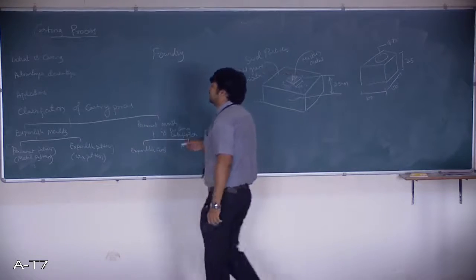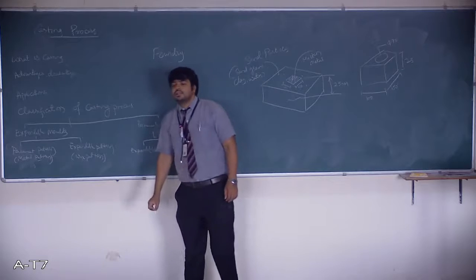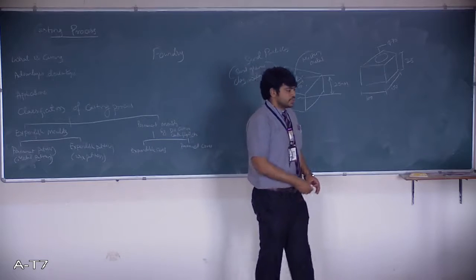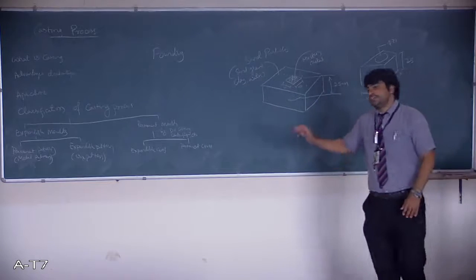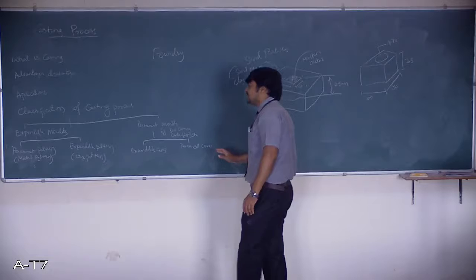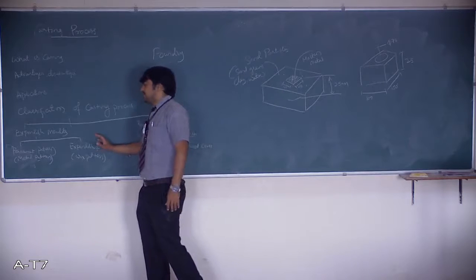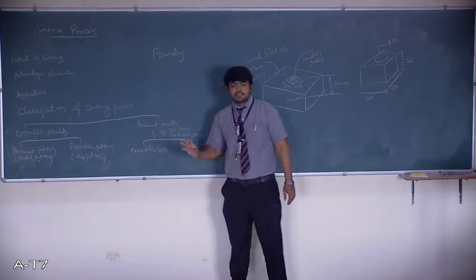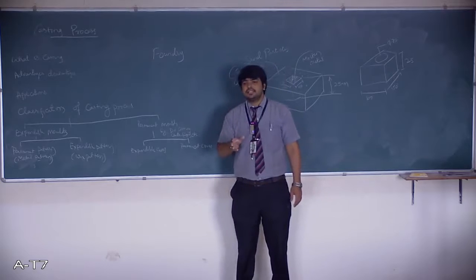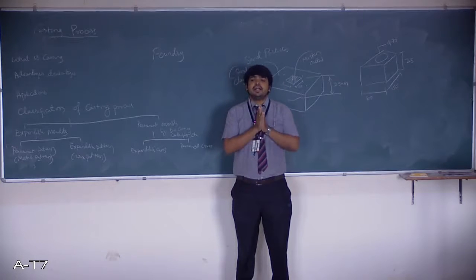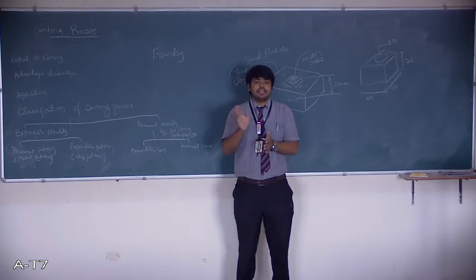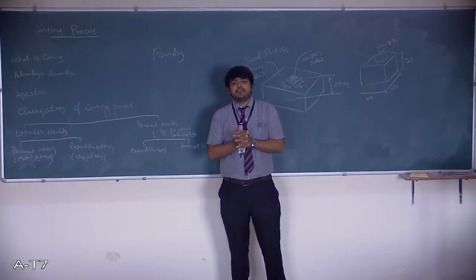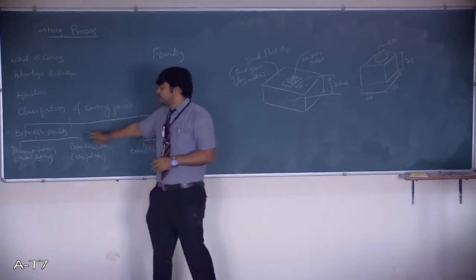Then classification of casting processes. So how is the casting process classified? Here, one of the best classifications that I have shown is expandable molds and permanent molds. Expandable molds, in the sense, once the casting is prepared, we are going to break the mold. The molds are not going to stay permanent for the next pouring. So that is the meaning of expandable molds.